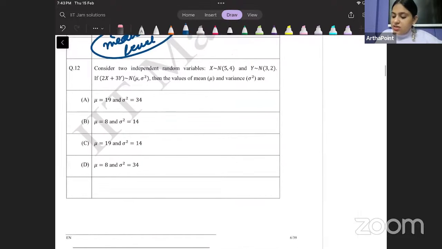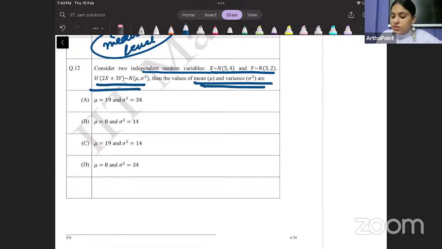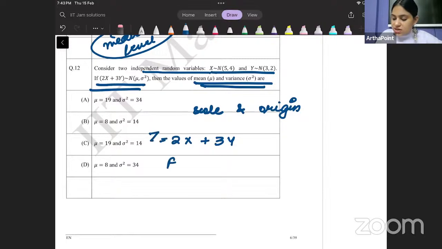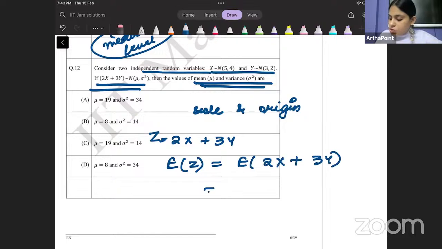Acha, it says consider two independent random variables which are normally distributed. If this is also normally distributed, find the mean of this and this. Again, you just have to use the property of scale and origin, right? So the distribution of 2x plus 3y, agar mere ko iska expected, suppose this is z. So if I have to find the expected value of z, it will be expected value of 2x plus 3y. So it will be 2 expected value of x plus 3 expected value of y.